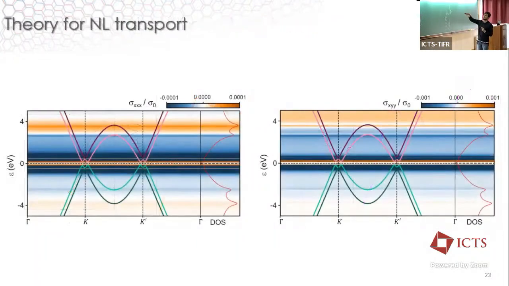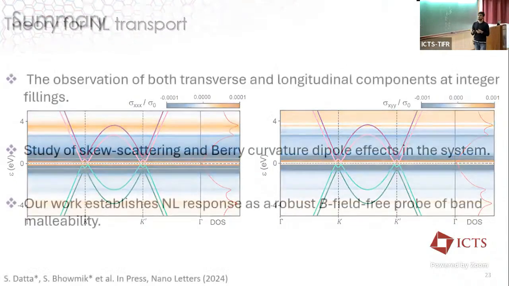Just to add, the theory shows that this kind of reset and these sign changes are there as you change the energy, in both the second order conductivity for longitudinal and Hall directions. And with this, I want to conclude the talk.